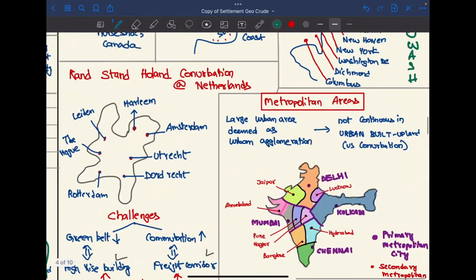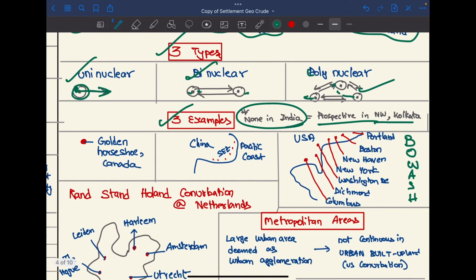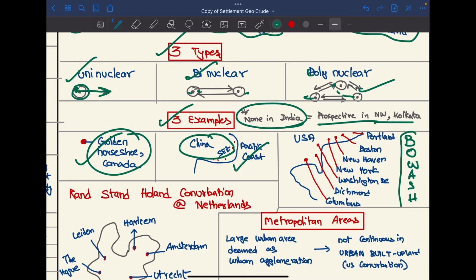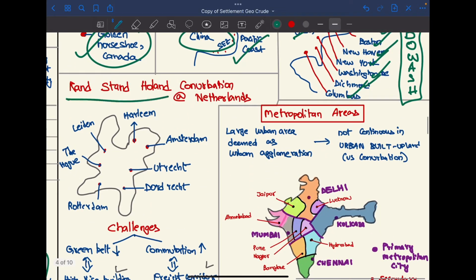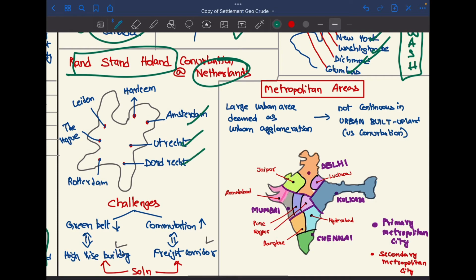Now coming to the world conurbations, we have the Golden Horseshoe conurbation in Canada, a conurbation on the Pacific coast, and the most important one, the Boswash conurbation of the USA. We have Portland, Boston, New Haven, New York, Washington DC, Richmond, and Columbus. Next, the Randstad Holland conurbation in the Netherlands. It has Amsterdam, Utrecht, Dordrecht, Rotterdam, The Hague, Leiden, and Haarlem.